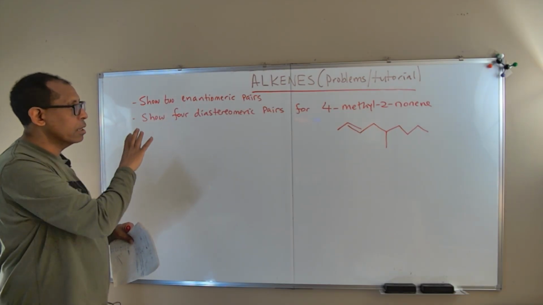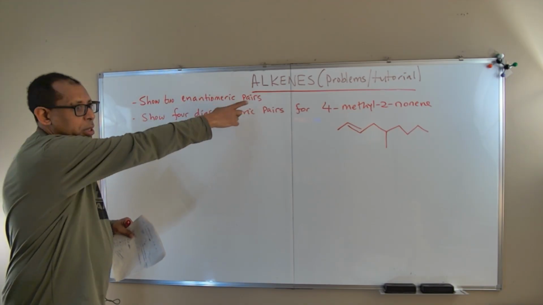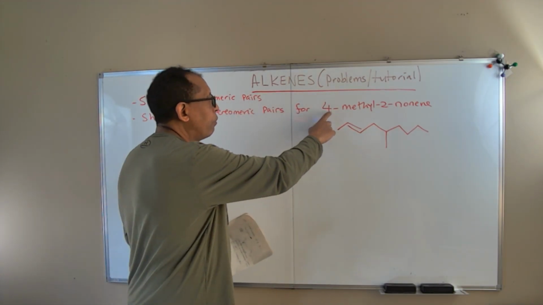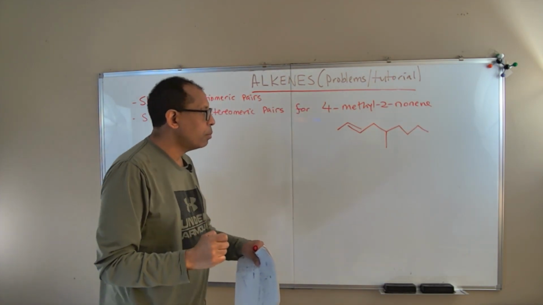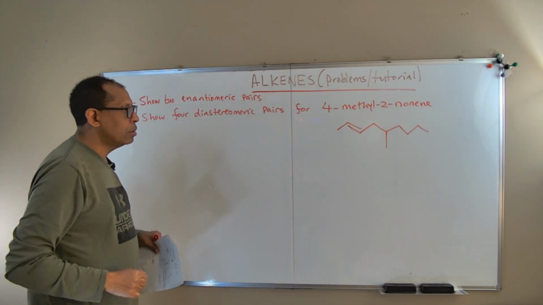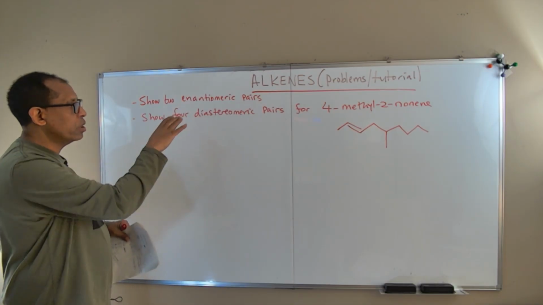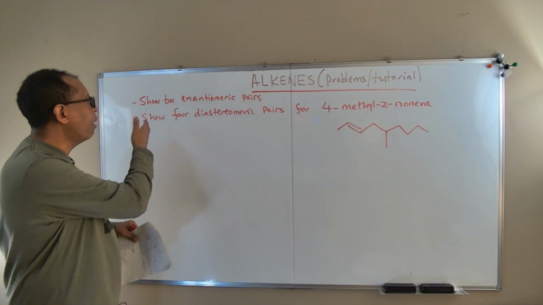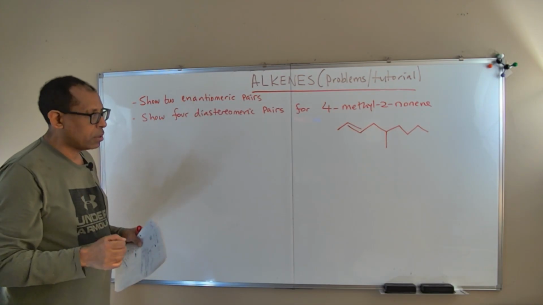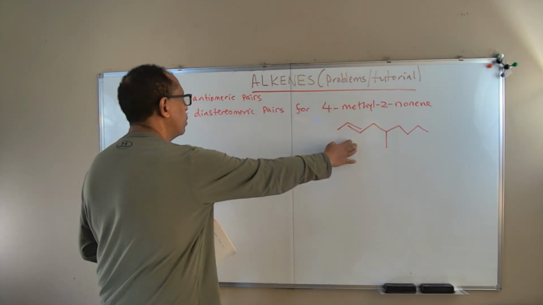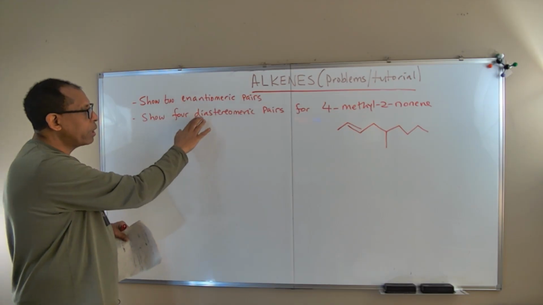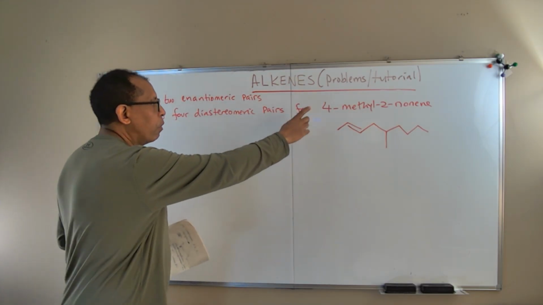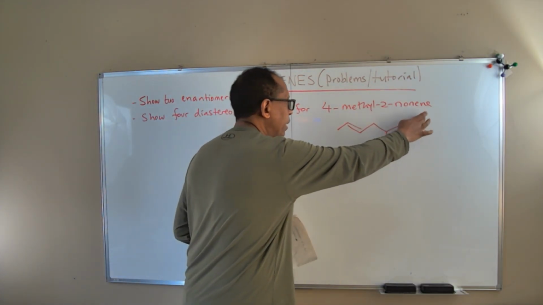It asks us, show two enantiomeric pairs for 4-methyl 2-nonene. This is a 9-carbon alkene compound. So the first question is asking us to have two enantiomeric pairs for this compound. And the second question is to show 4 diastereomeric pairs for 4-methyl 2-nonene.